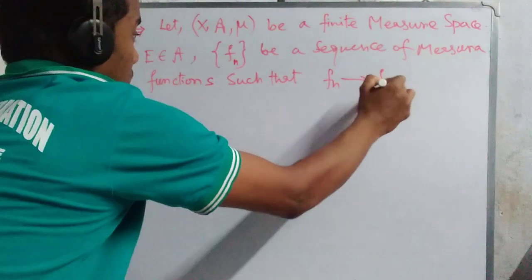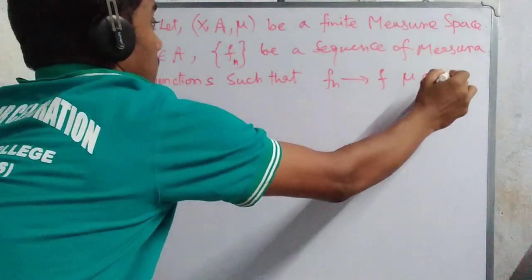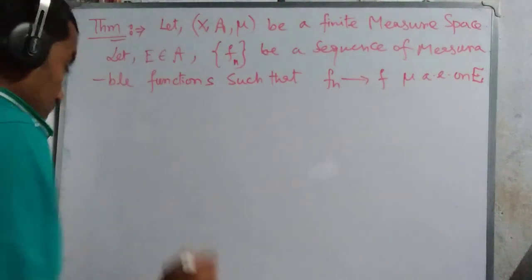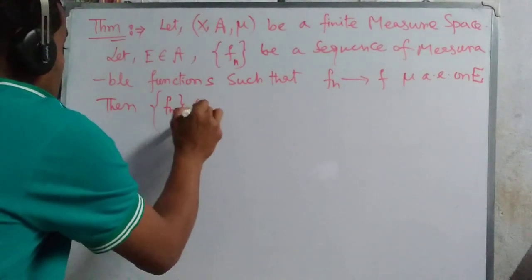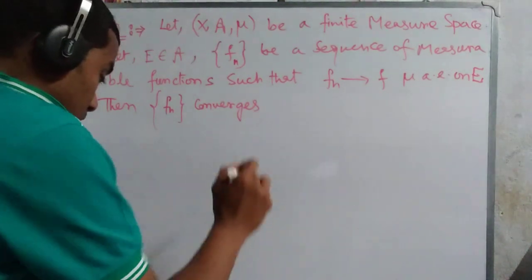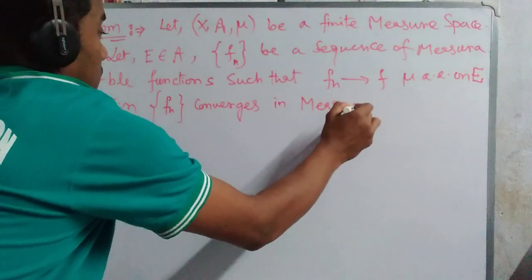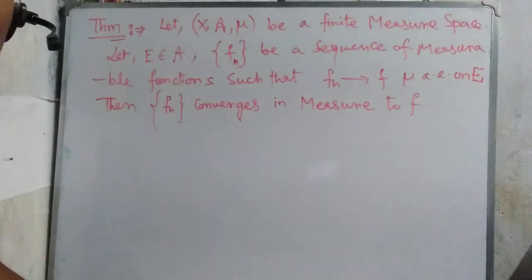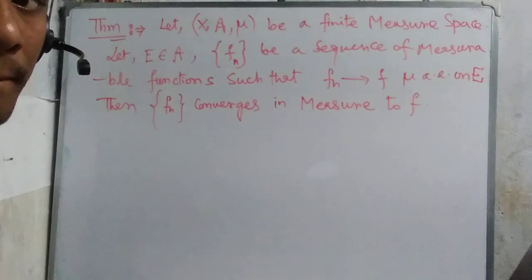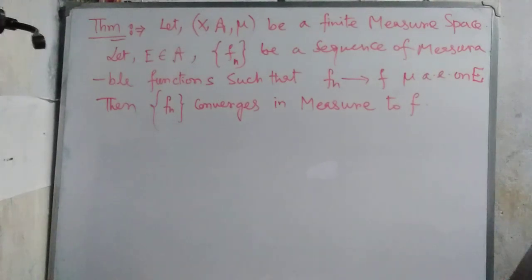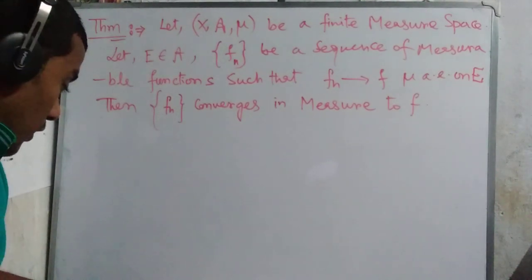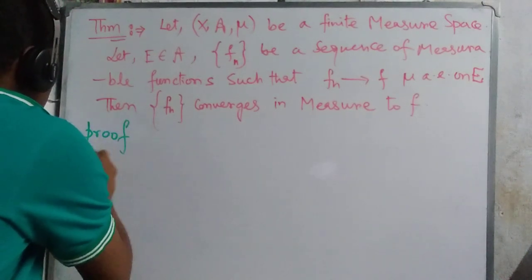f_n converges to f mu almost everywhere on E. Then f_n converges in measure to f. Now we also discuss the proof of this theorem. We write here: proof.